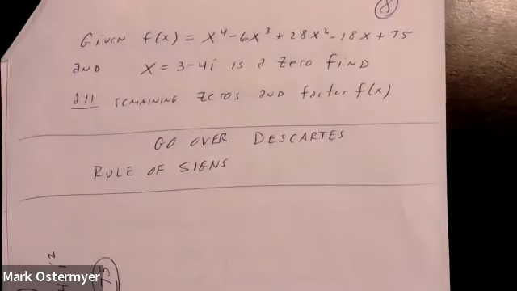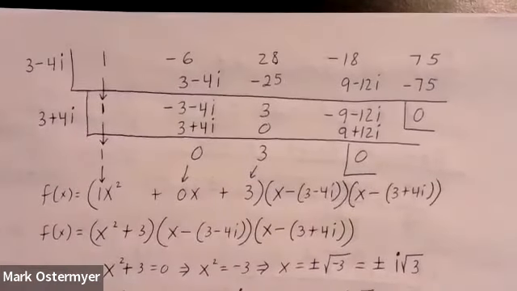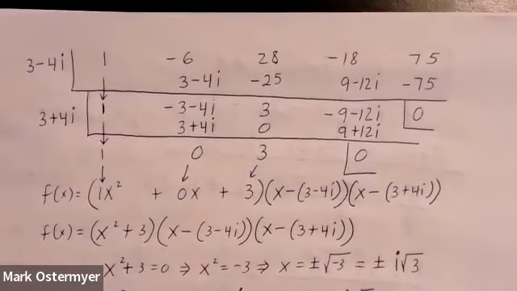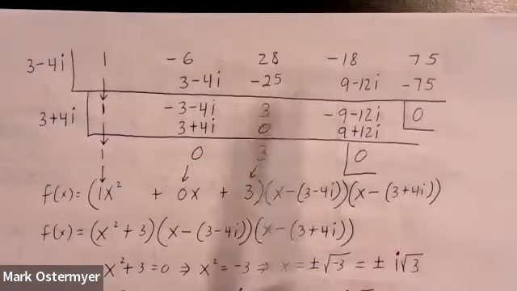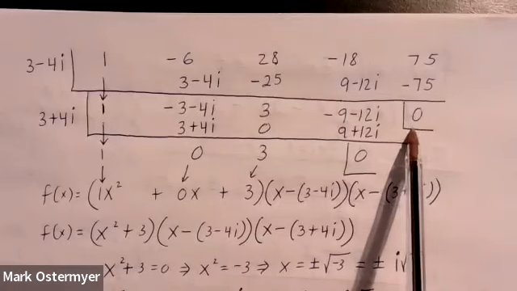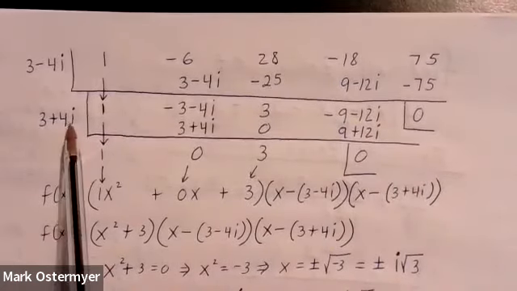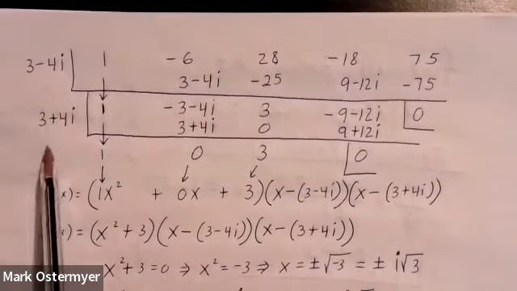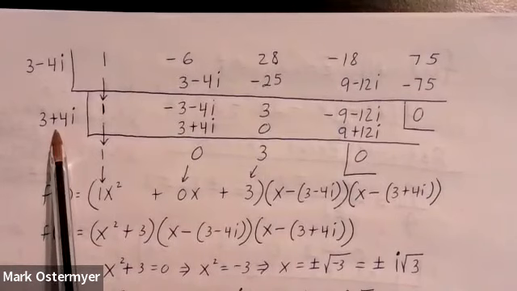All right, let's take a look here. Well, 3 minus 4i, I told you, is a zero. And you can see that when you synthetically divide 3 minus 4i into the coefficients of f of x, you do get a 0 remainder, as you should. But automatically by the conjugate pair theorem, 3 plus 4i, the complex conjugate of 3 minus 4i, must also be a zero. So I did repeated synthetic division.